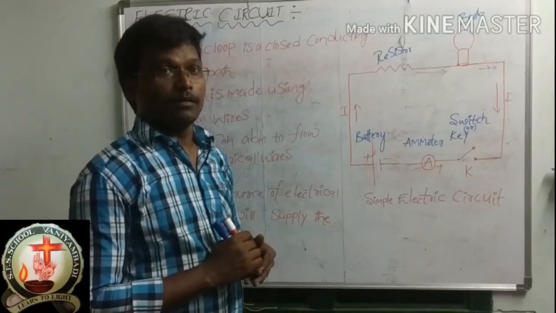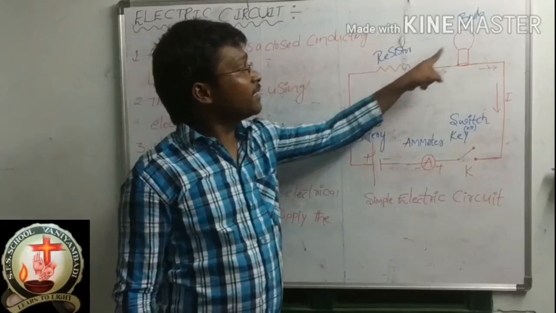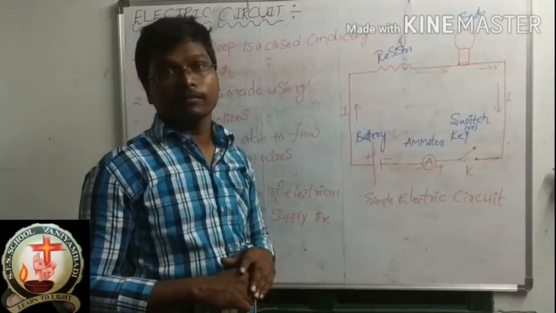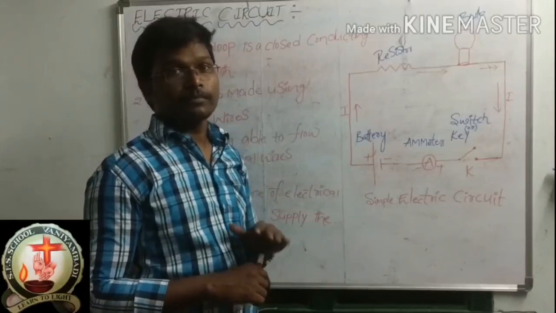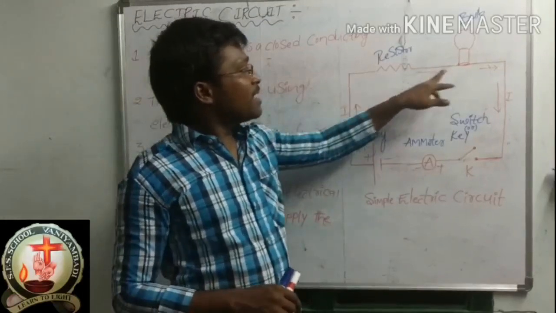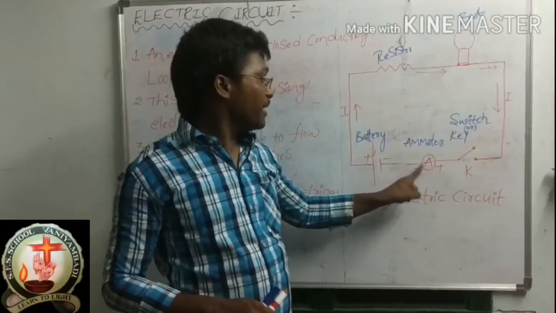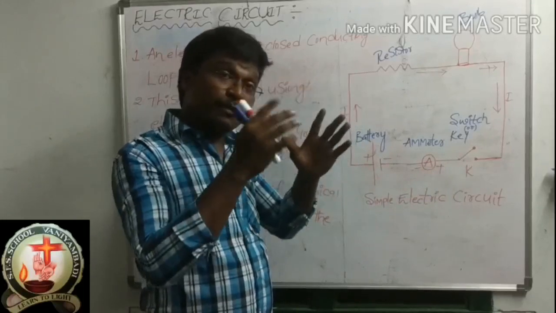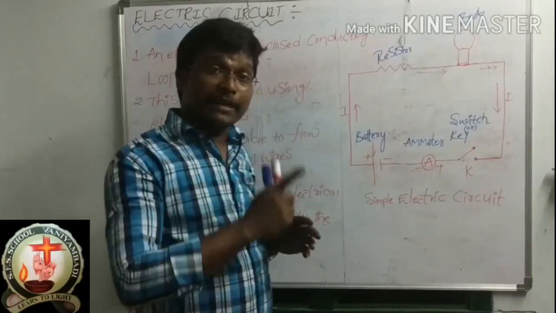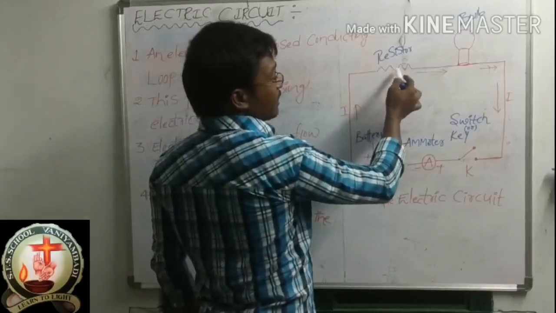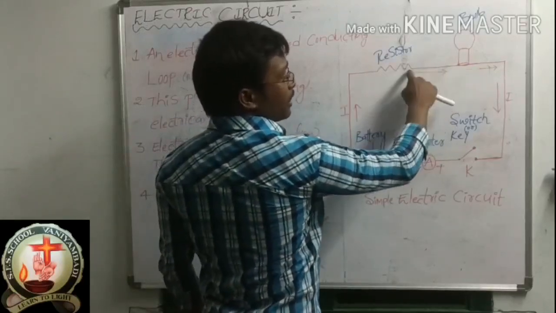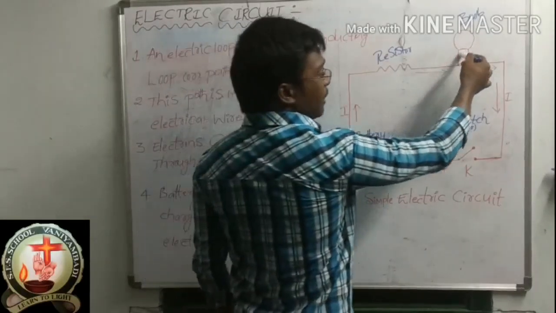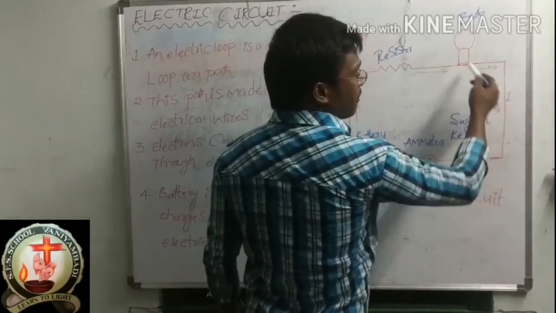Okay. Once again I will tell: resistor, bulb, switch, ammeter, battery. Now this resistor, bulb, switch, ammeter and battery are connected by the use of electrical wires. This resistor is connected with this bulb by the use of this electrical wire. And this bulb to the key is also connected by electrical wire.